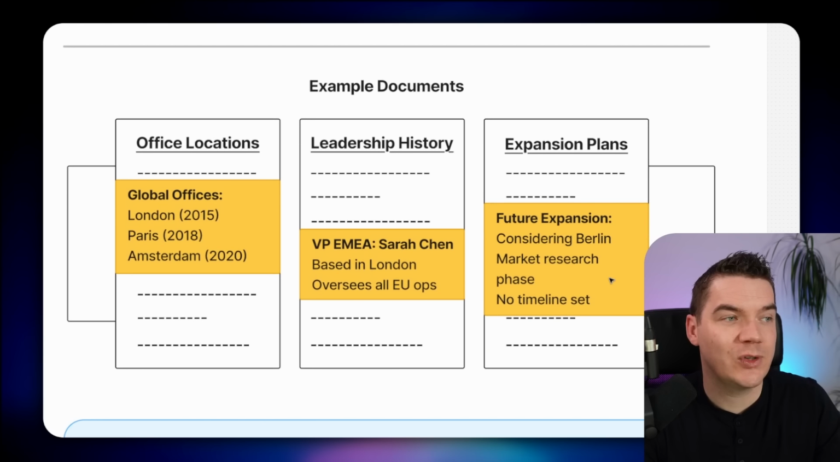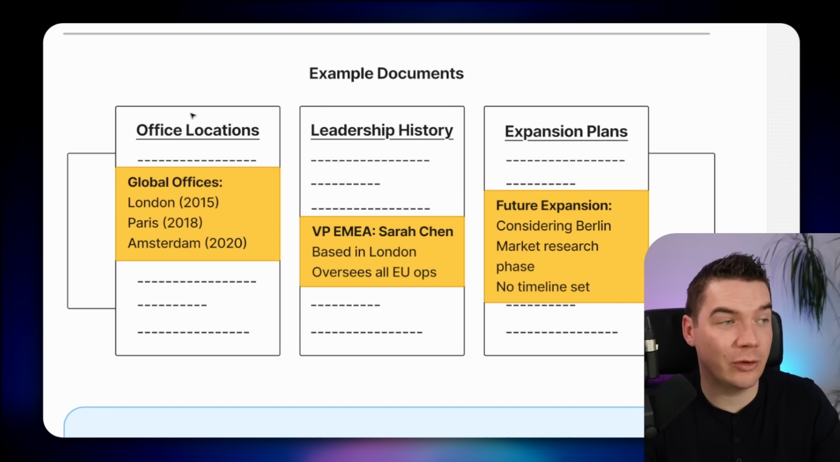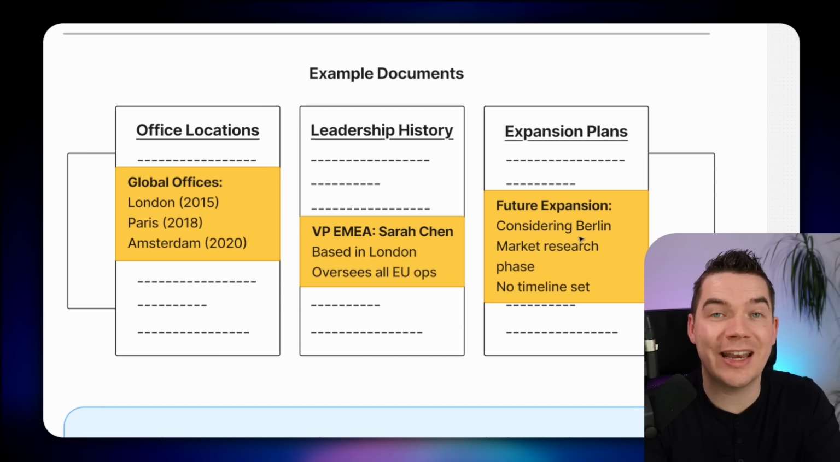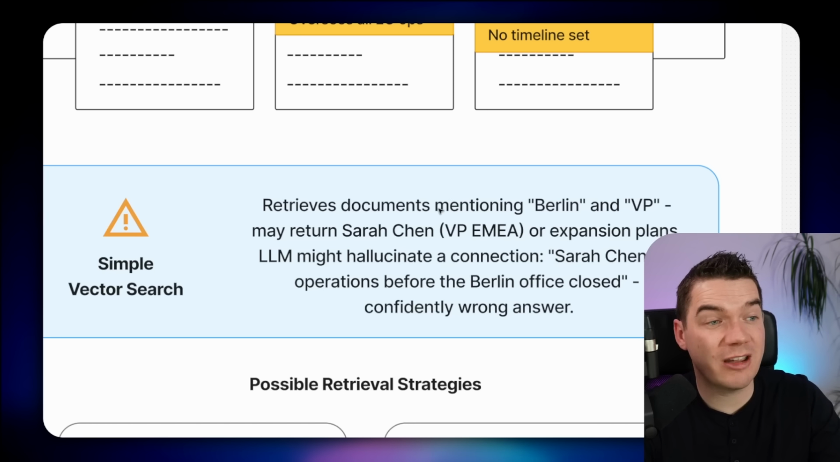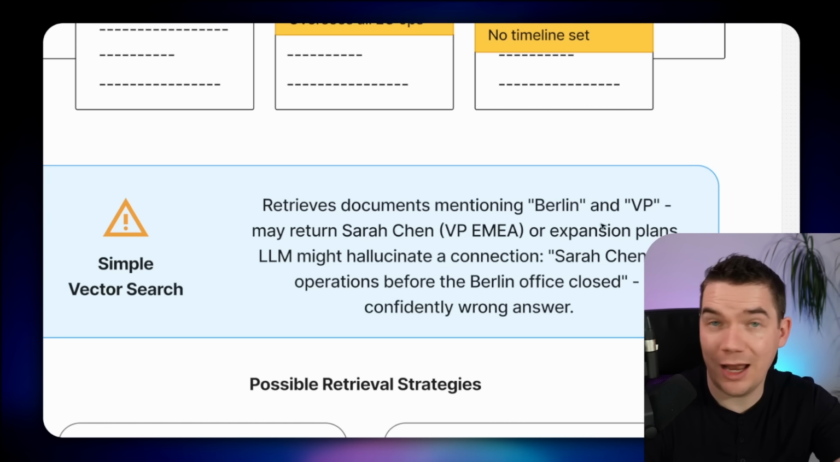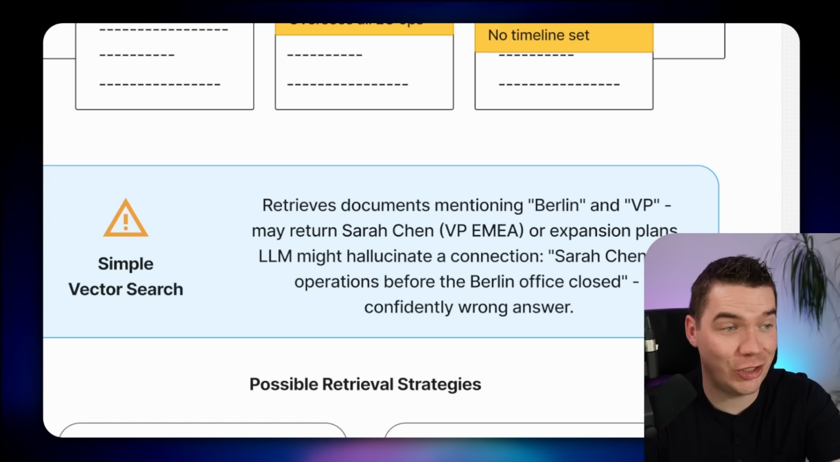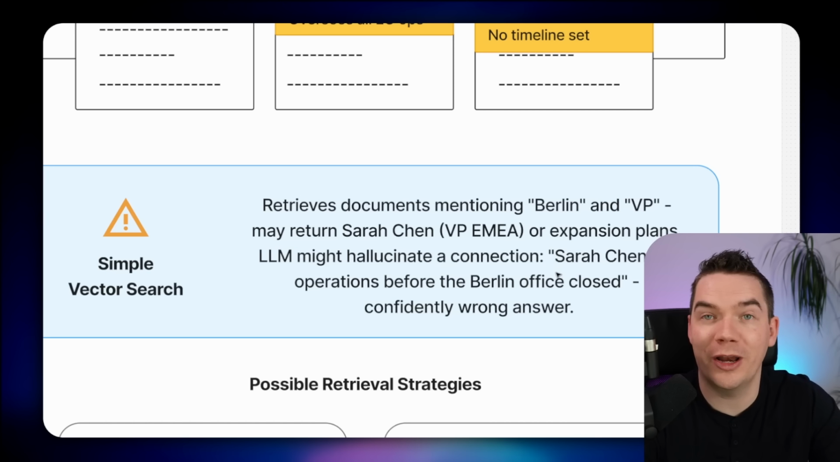So example documents here, we might have office locations and Berlin is not mentioned. We might have a leadership history section where the VPs are mentioned, and there may have been expansion plans to Berlin, but there was no timeline set. So it all comes back to the chunks that are returned from the vector store. It's important that the agent stays true to the information that is in these chunks. Because if the retrieved documents mentioned Berlin and VP along with expansion plans, it could quite easily hallucinate the connection: Sarah Chen led operations before the Berlin office closed.